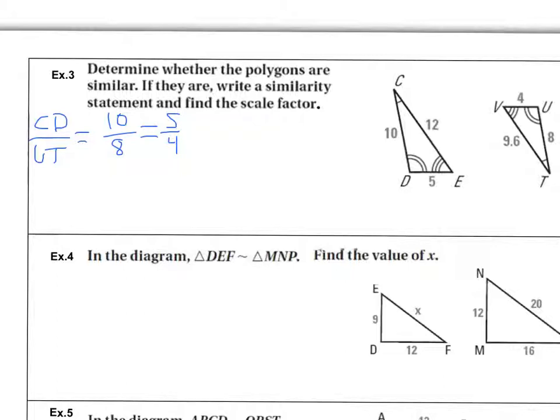Let's do CE next. I know CE is 12. What side does CE go with? Let's see here. CE is between the 1 congruence marking and the 3 congruence marking. So CE is going to go with VT. And VT we know is 9.6. All right, I might have to get out my calculator for this one. If I type into my calculator 12 divided by 9.6, it tells me that that equals 1.25.